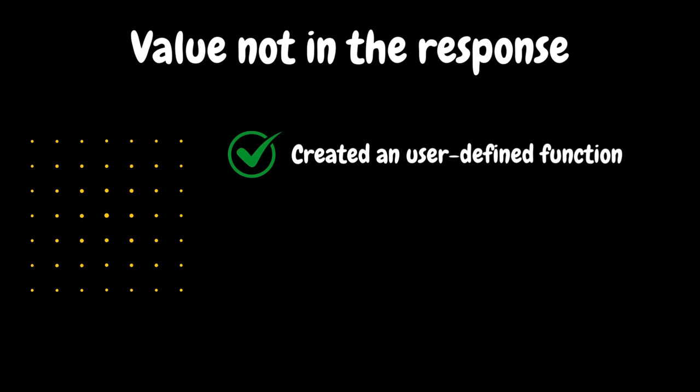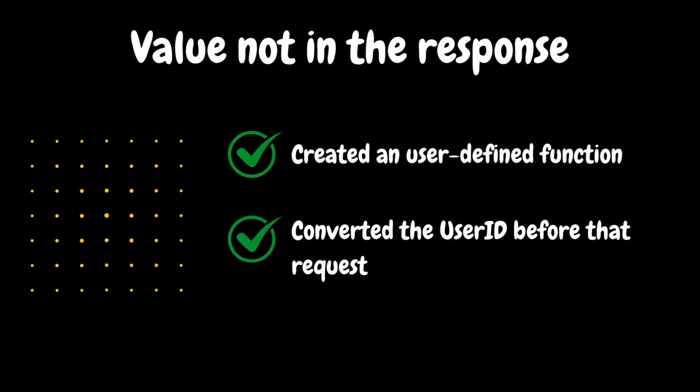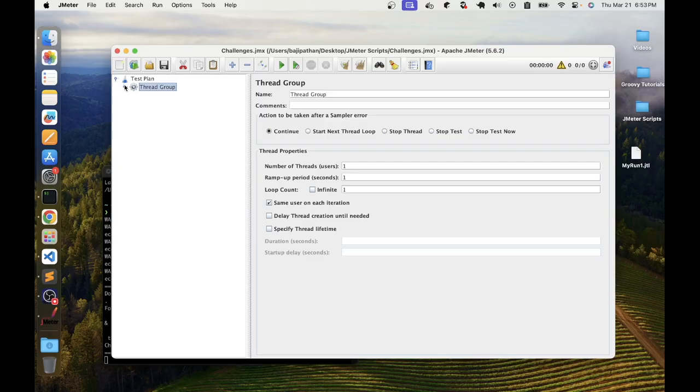Okay. To address this challenge, we followed this approach. First, we created a user-defined function that will take a string as input, then convert it to ASCII and return the value back to the user. We called the user-defined function before the request and replaced the value with the newly converted value. After this custom logic implementation, our script started working with all the test users. Okay, so now let's look at the ASCII conversion sample code.